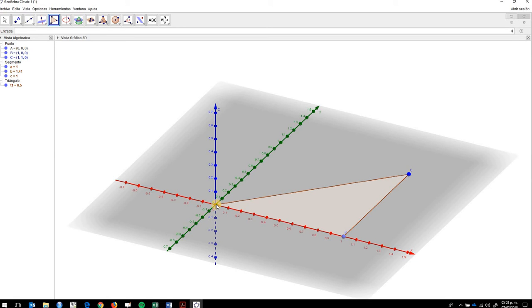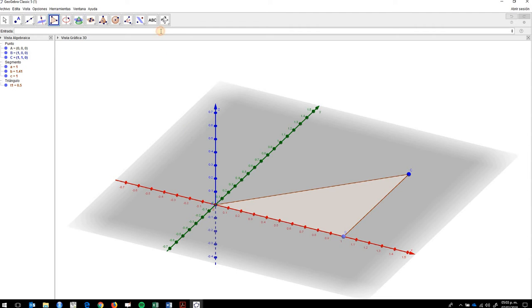So let's take the point 0, 0, 0. This point in the xy plane will have a z coordinate equal to 0, right? Because the x coordinate is 0, so 0 times 3 is 0. Now let's work with this point B. The x coordinate of this point is 1. That means that our function is going to take this 1 and multiply it times 3.